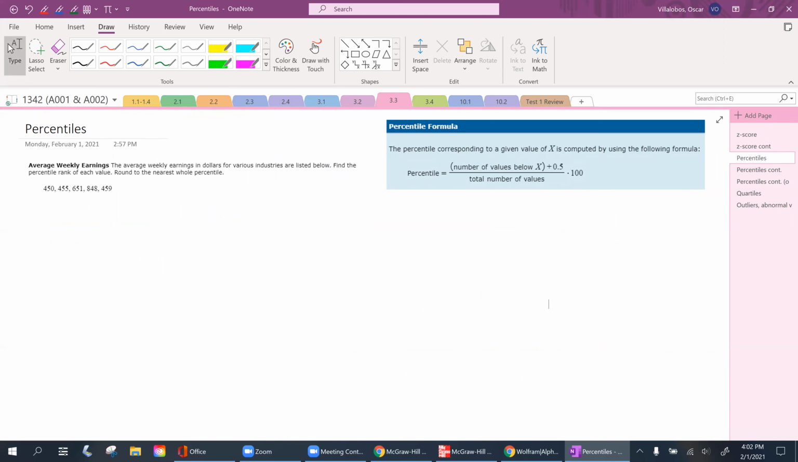Now we have here the problem. Example 3, percentiles. Whenever we're dealing with these percentile values, what we want to do is arrange our values from lowest to highest, in ascending order. The problem says the average weekly earnings in dollars for various industries are listed below. Find the percentile rank for each value, round to the nearest whole percentile.